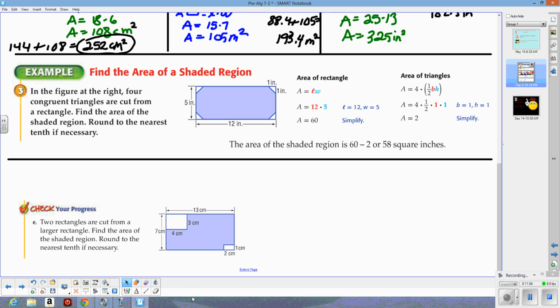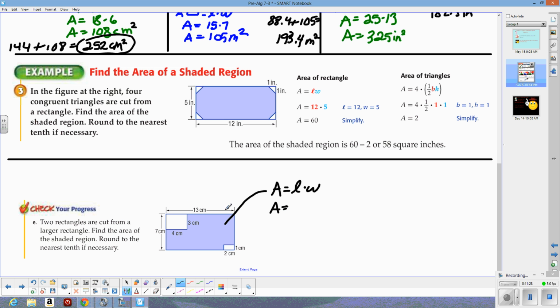You may want to pause the video and try the next one on your own. 2 rectangles are cut from a larger rectangle. Find the area of the shaded region. Round to the nearest tenth if necessary. Let's start by finding the area of the large rectangle. That area is going to equal the length times the width, which for this particular rectangle, here's the length.